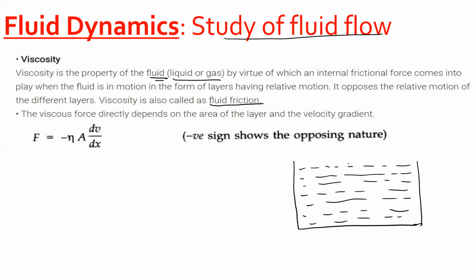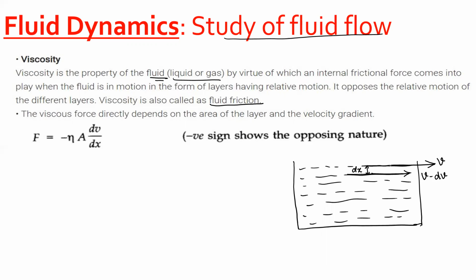So here, if we assume that this first layer is moving over the second layer, there will be a separation between the two layers, and that separation is defined by dx. And the fluid which is at the topmost layer will have the maximum velocity, that is v. The layer which is below the top layer will have the velocity lesser than the velocity of the top layer, and that velocity can be written as v minus dv.